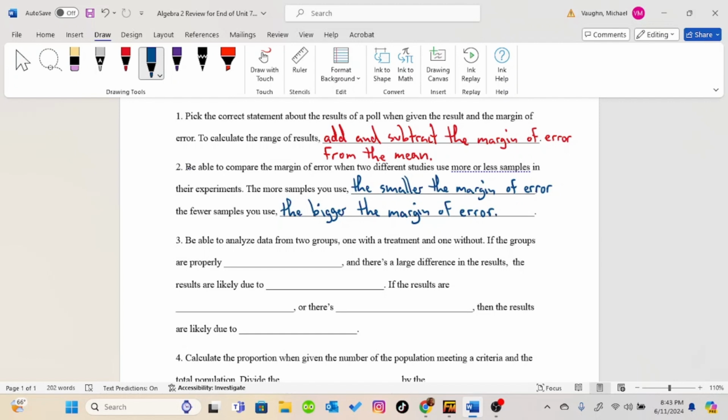If you have any questions about how the sample size affects the margin of error, please ask for clarification now so that you're prepared when you see this on the final test tomorrow.